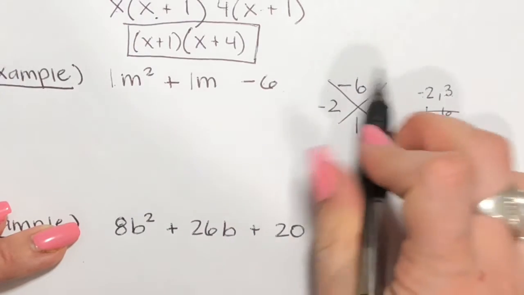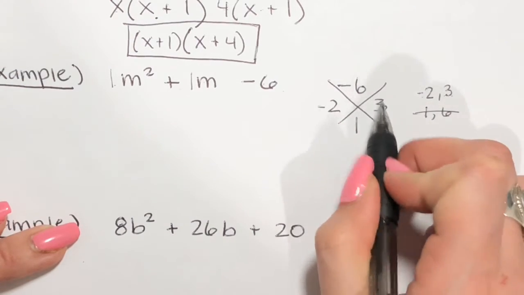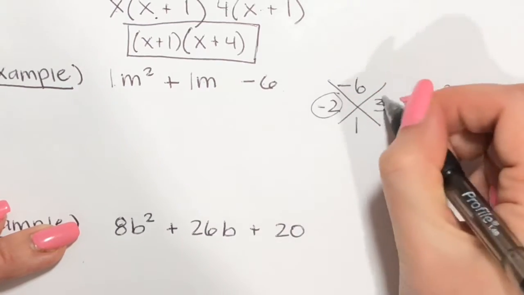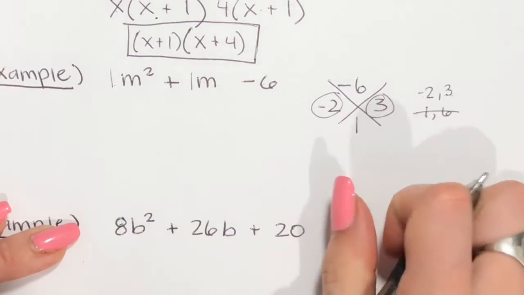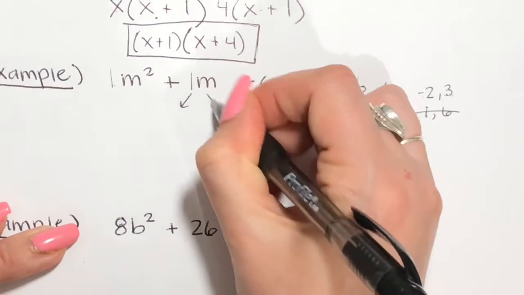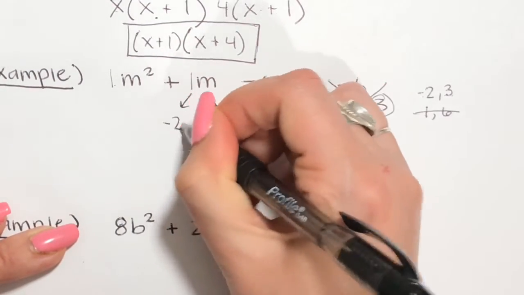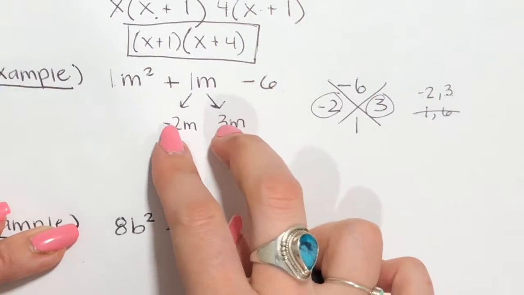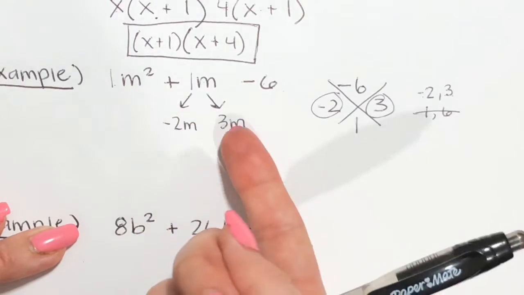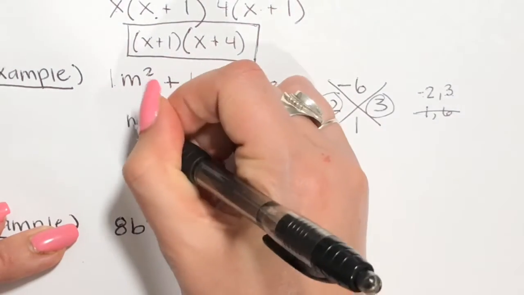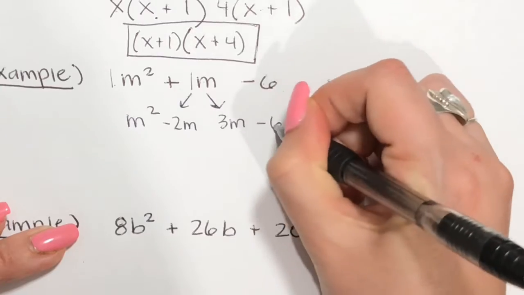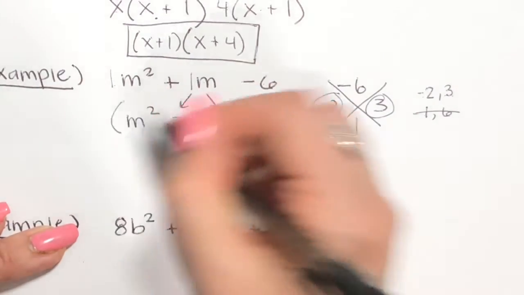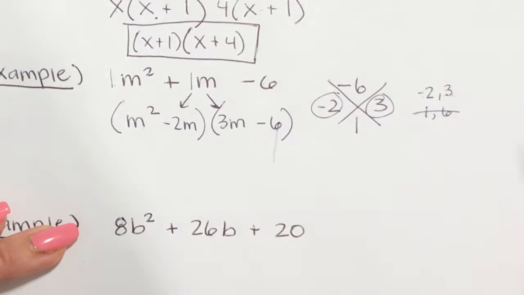So again, I like to write it like this so I can just double check. Negative 2 times 3 is negative 6. Negative 2 plus 3 is 1. So those are the right numbers. So just be careful when you have a negative in there that you're getting those right. But we're going to split up the 1m to be a negative 2m and a 3m. And it doesn't matter the order here. You could flip this and do the 3m here and the negative 2m here. It's going to work both ways, which is nice. Bring the m squared down, bring the negative 6 down, and now we have our 4 terms, so we can split into 2 groups of 2.